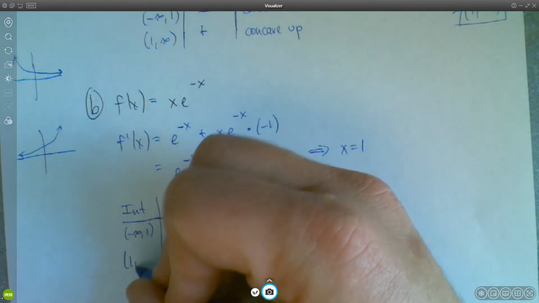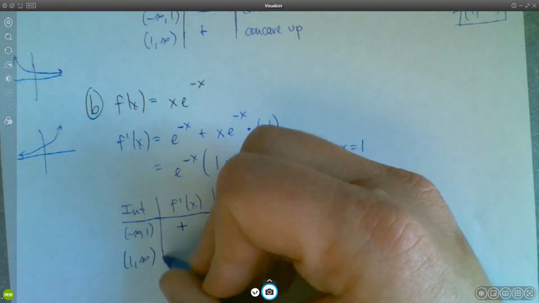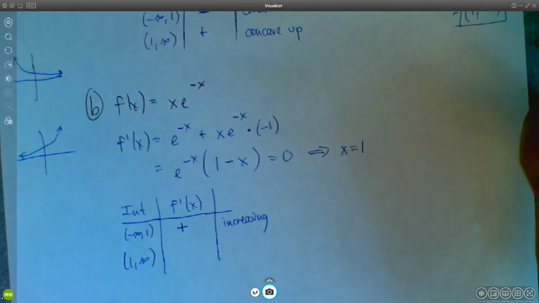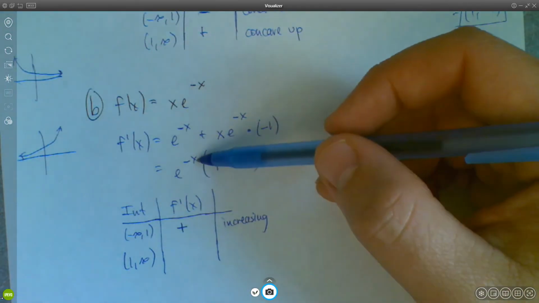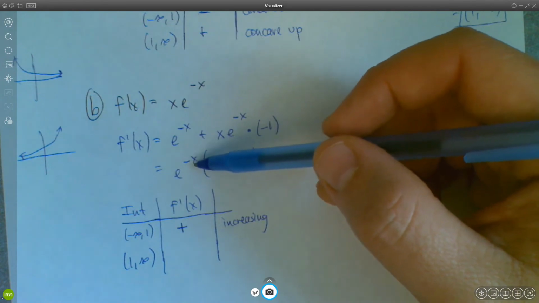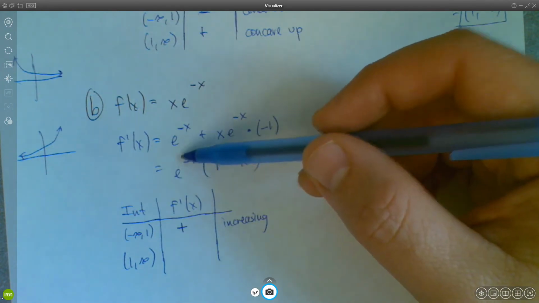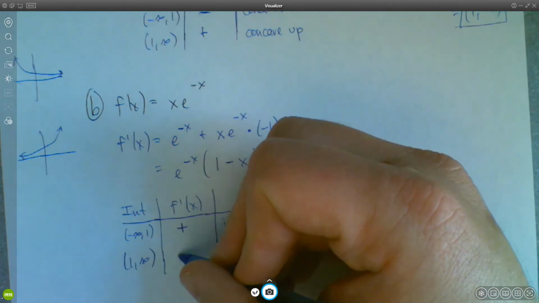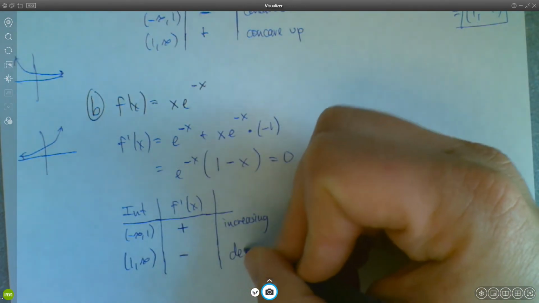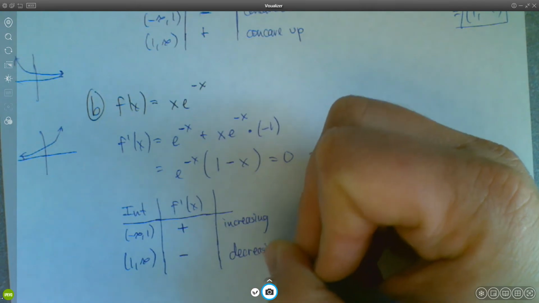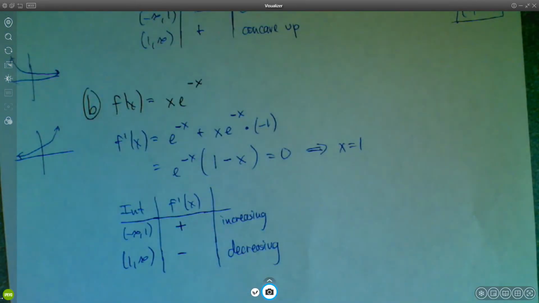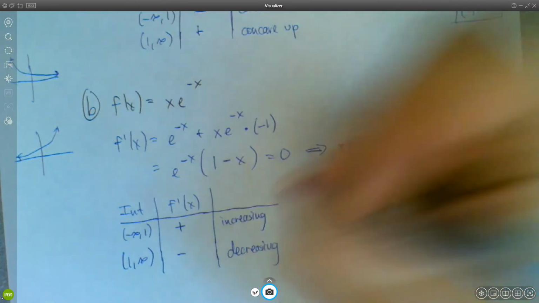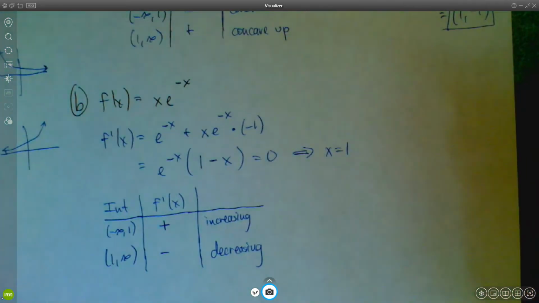To the right of 1, if I plug in like 2, for example, e to the negative 2, that's just 1 over e to the positive 2, it's still a positive number. 1 minus 2 is negative 1, that's a negative number. A positive times a negative is going to be a negative, so it's decreasing there. Okay, so that does it for where the function is increasing and decreasing.